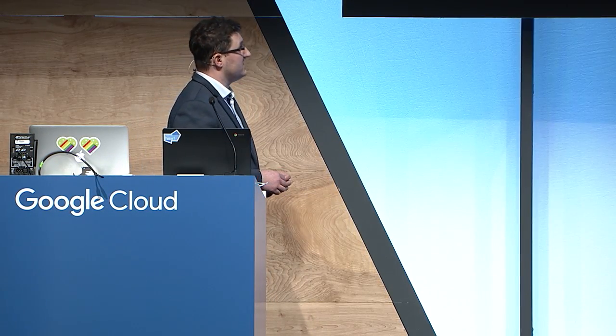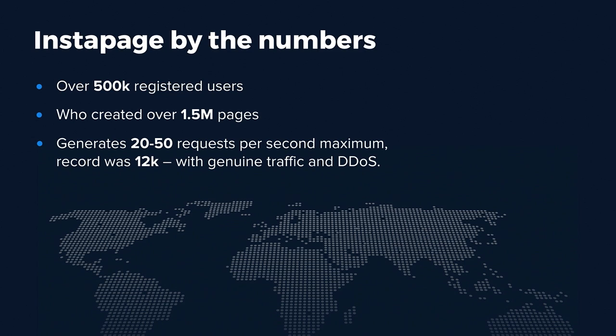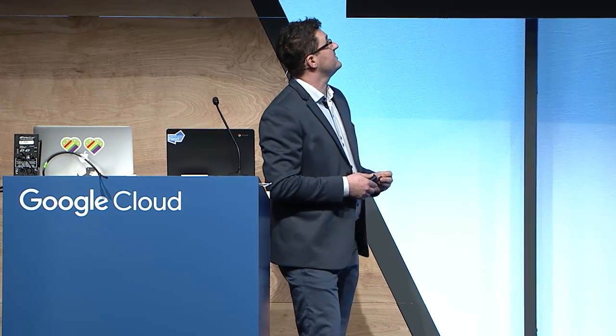Right, and our system has to handle 500,000 registered users who made 1.5 million pages, and traffic to these pages generates 20 to 50 requests per second just normally, at the smallest usage. But the highest record we recorded was 12,000 requests per second, and even over that time, the system was fully functional because it created 60 instances. That was obviously DDoS combined with genuine traffic, but we had to handle it at least for the beginning.